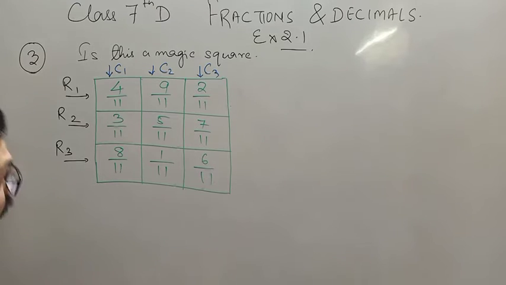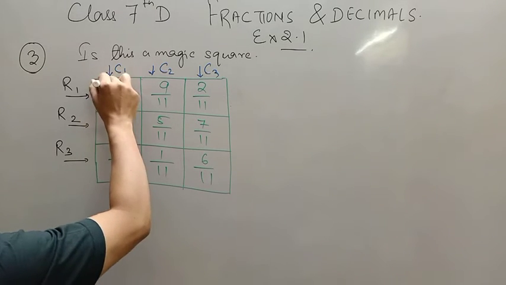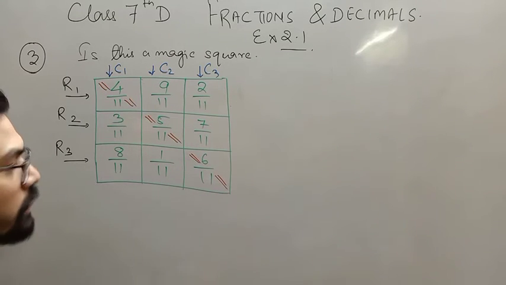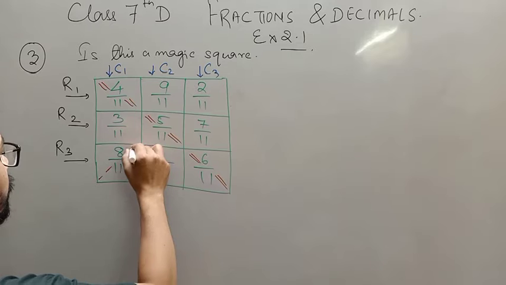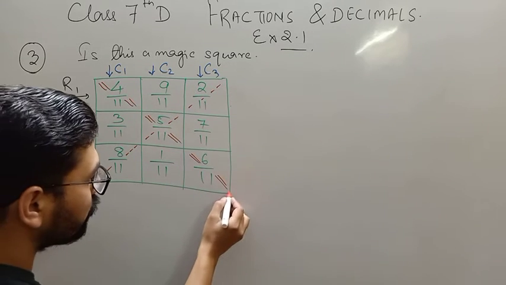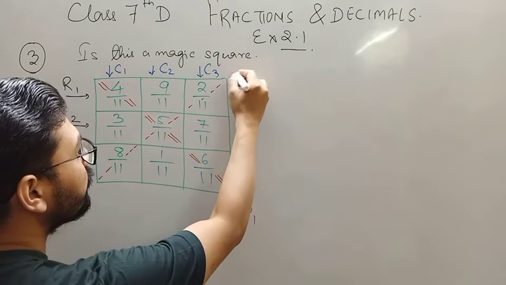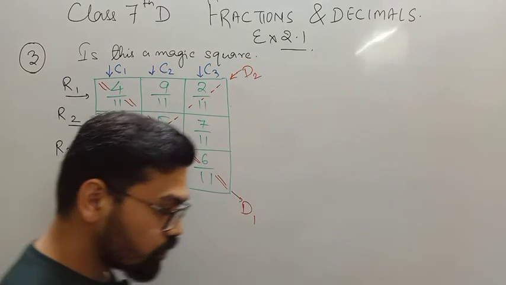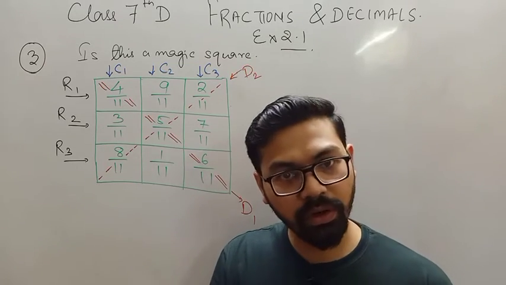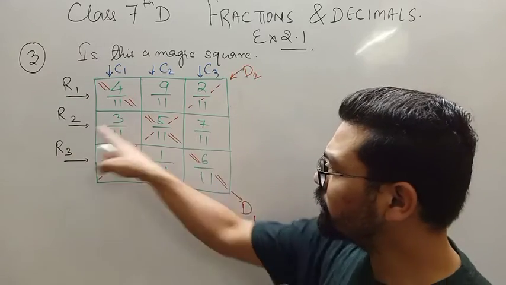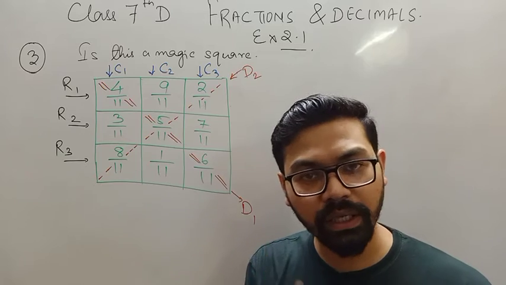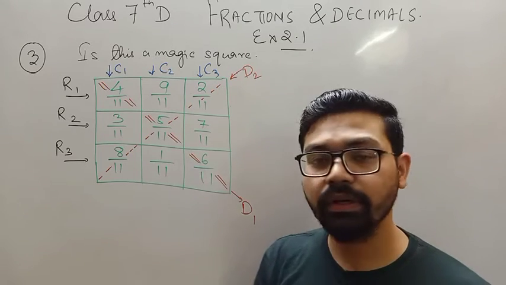And what are diagonals? So diagonals are these. This is the first diagonal, this is the second diagonal. So this is, let's say, diagonal D1, and let's say this is diagonal D2. So you just need to add all the elements given in R1, R2, R3. Are they equal or not? If the sum of the elements of each row and each column and each diagonal are equal, then only you can say the given square is a magic square.